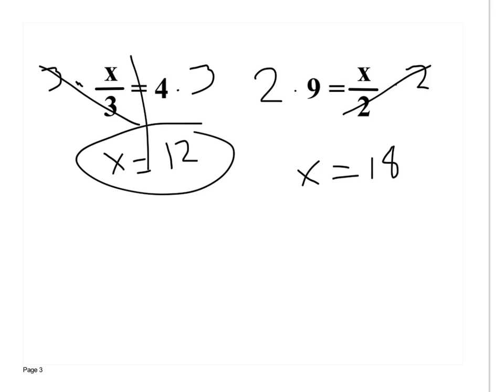Now here's the deal. You should not get any of these wrong, because we can check our work. I can put 18 in here for x and see if it's a true statement. What is 18 divided by 2? 9. Does 9 equal 9? Yes. So should I ever get these wrong? No, you can check your work.